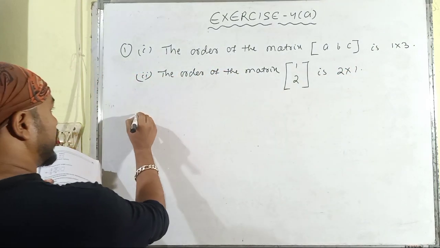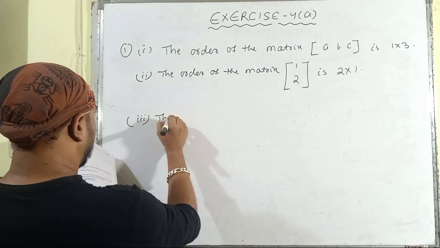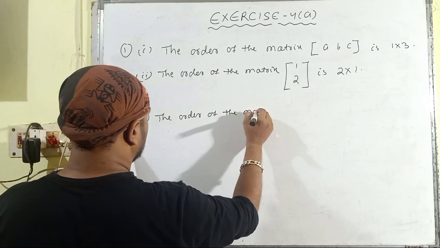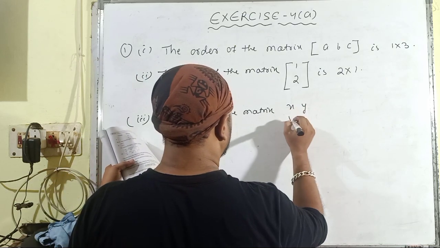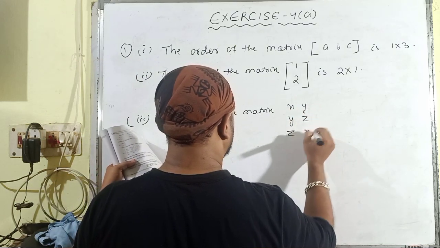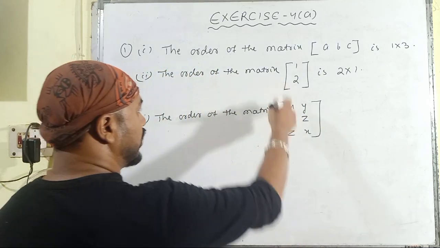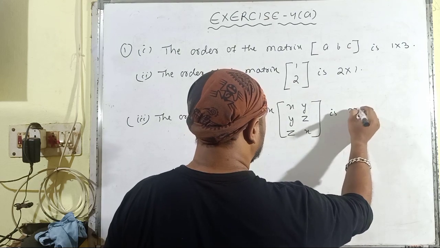Then the third one is here. The order of the matrix x, y, y, z, z, x: it contains 3 rows and 2 columns. So it is of the order 3 cross 2.